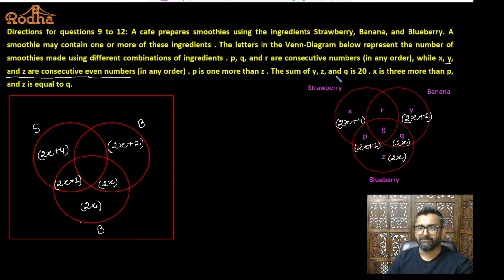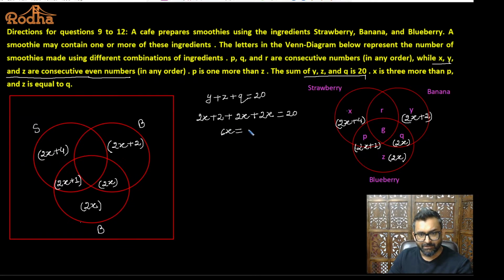Now what we know, only one number is given. Sum of Y, Z and Q is 20. So Y is what? It is as per the statement Y, Z and Q. इसका sum कितना है मेरे पास? 20 है. What is the value of Y we have? 2x plus 2, Z is 2x and Q is 2x. That is equal to 20. Why? Because it is mentioned Z is equal to Q, so it is 2x, it is 2x. So what I have, 6x is equal to 18. The value of x will turn out to be 3.